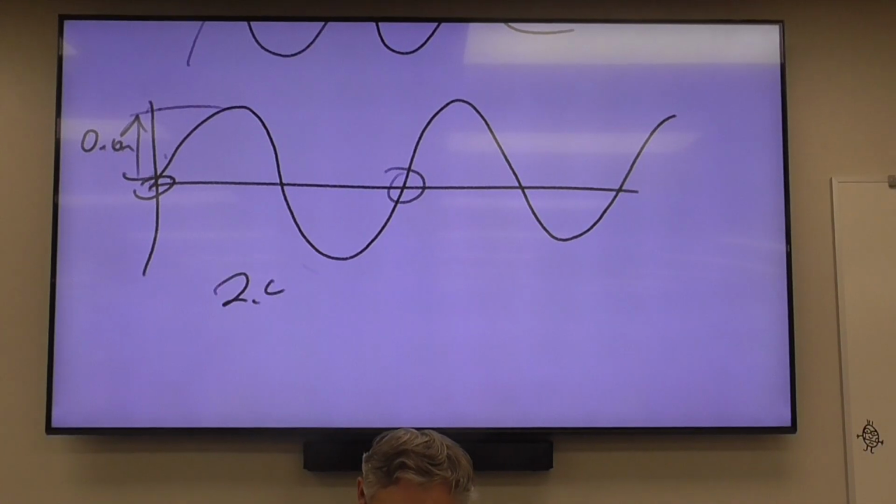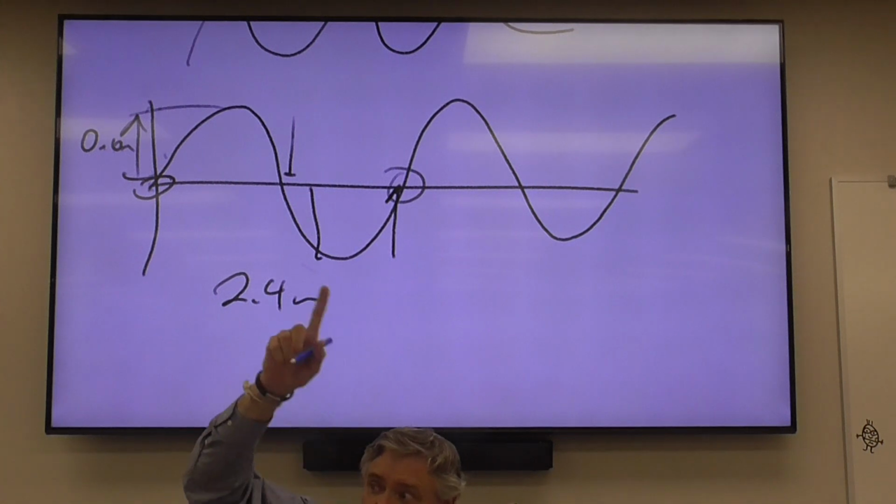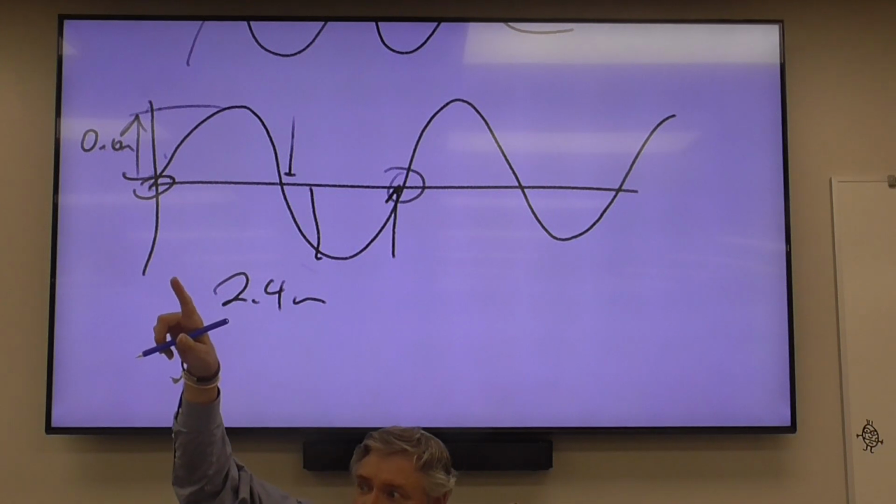2.4 meters, right? Because it goes up 0.6, down, up 0.6, down 0.6, down 0.6, up 0.6. So the total distance traveled is going to be 2.4 meters. How long did that take? Half a second. Look at the graph. You start at 0. Oh, it takes half a second to get back to that.